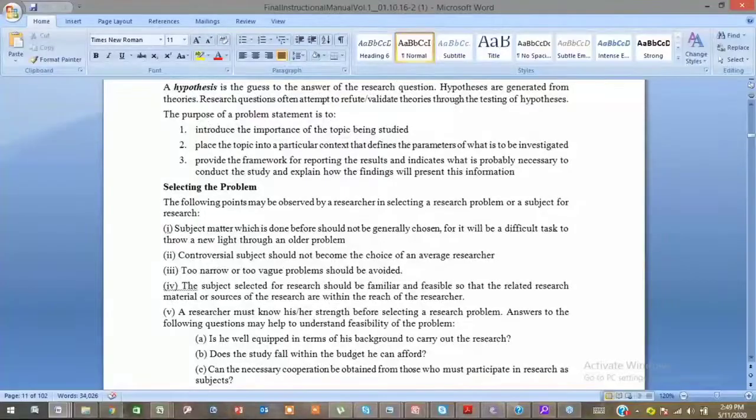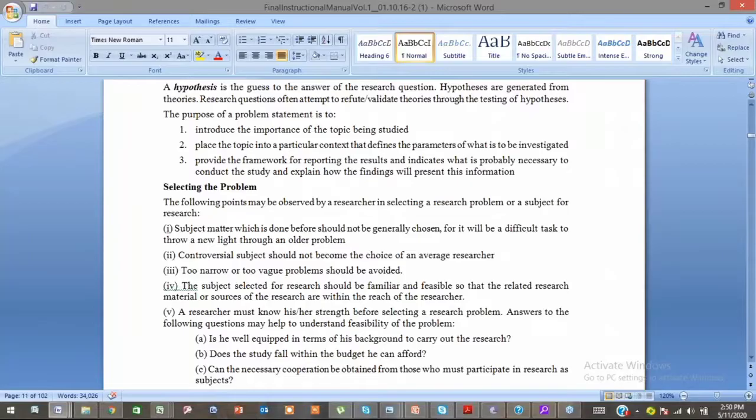The following points may be observed by a researcher in selecting a research problem or subject for research. You see now, if I ask you guys to make a research for me, first you want to know why. If you come up with a topic and say this is the topic you'll be researching, why are you researching it? If I say research the number of COVID-19 patients in Lagos, why? Maybe you want to confirm if the statistics we are given are true. There must be a reason why. So, selecting a problem.